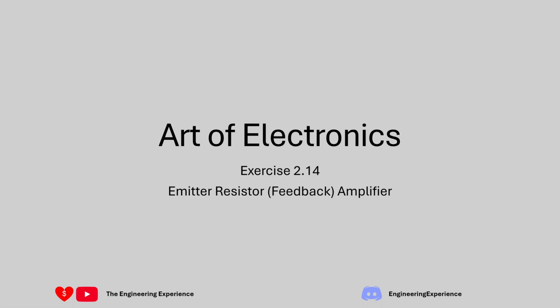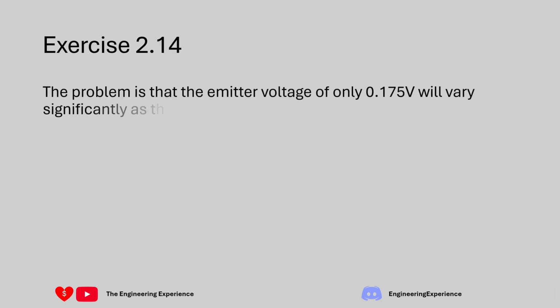Today we are going through exercise 2.14 from the Art of Electronics, and in this exercise we are going through a BJT amplifier, or a common emitter amplifier, and we're looking at the feedback effect of the emitter resistor. However, the main focus is looking at the temperature effects on the PN junction. So let's get started. For exercise 2.14, we need to show that the statement above the question is true.